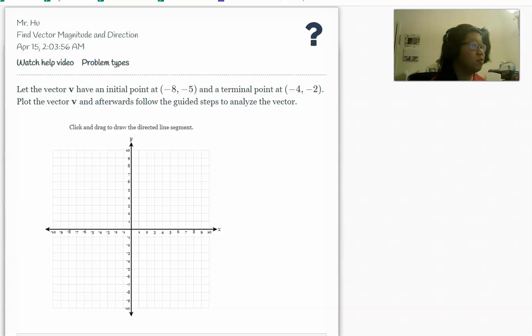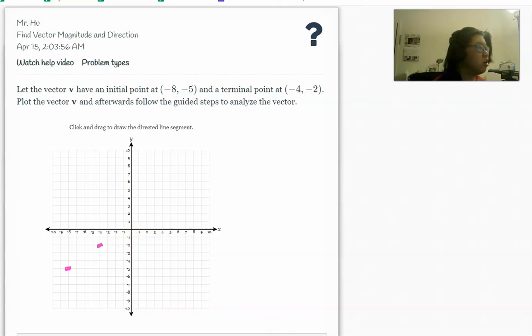So, first of all, the problem says we have an initial point at -8, -5, and a terminal point at -4, -2. So if you're looking at that, here's -8, -5. Let me make sure I got it right there. Okay. And here's -4, -2. Got our 2 points. Remember, one of these is a start point, and one of them is an end point.